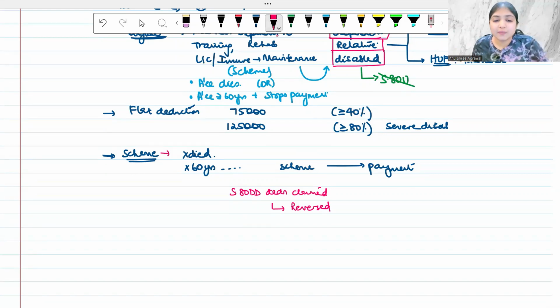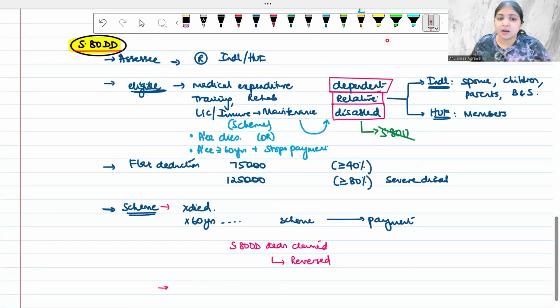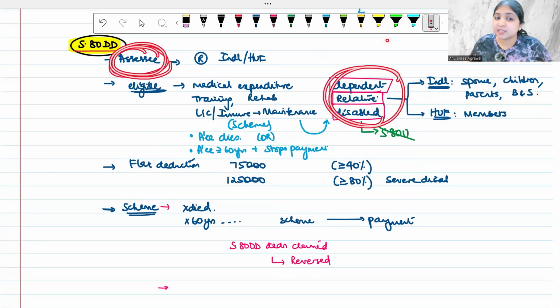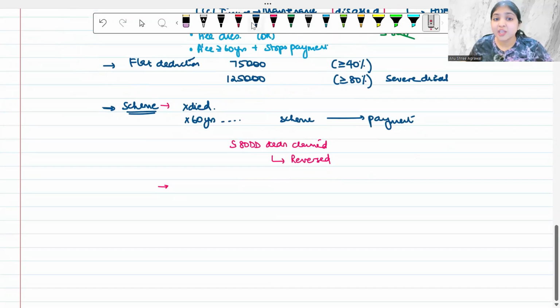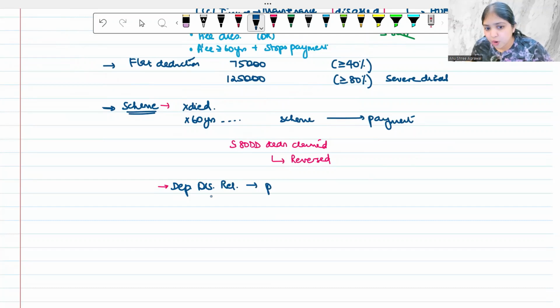Okay. Now, one more situation is possible. See, why is the assessee saving money into the scheme? Because the assessee is thinking, what happens to the dependent disabled relative after my death? But what if the dependent disabled relative predeceases the assessee? Are you understanding what I'm talking about? What if the dependent disabled relative predeceases the assessee?